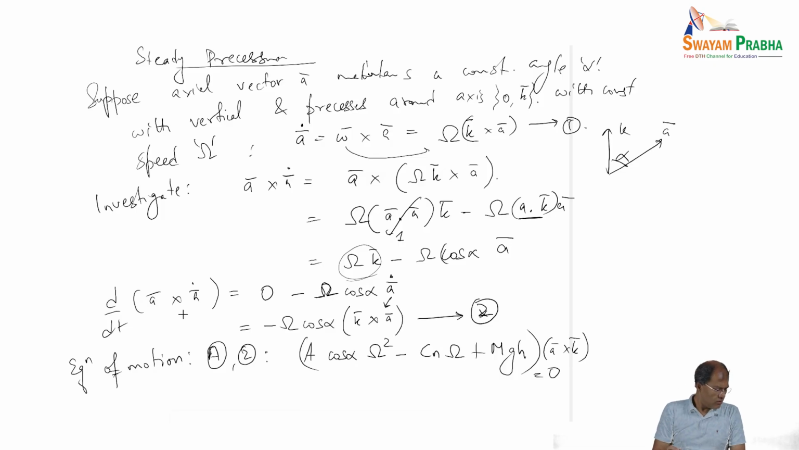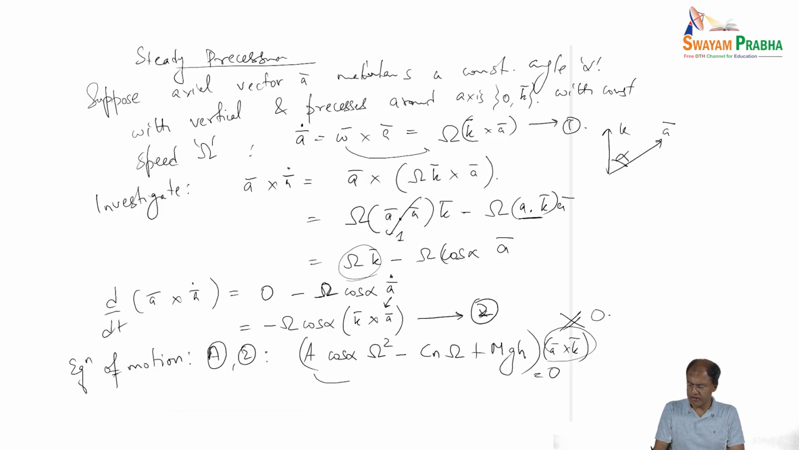Okay. So then, we can conclude further that A cross K is not 0. Otherwise, if the cross product is 0, it means A and K are collinear. That is not the case. A is typically making an angle alpha.